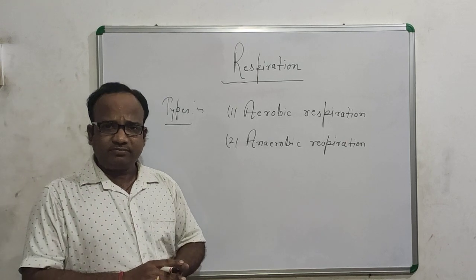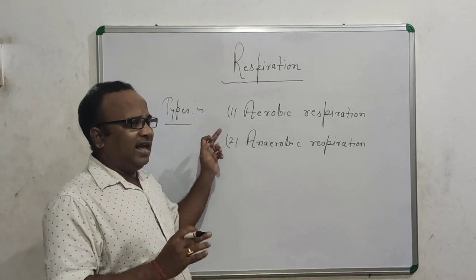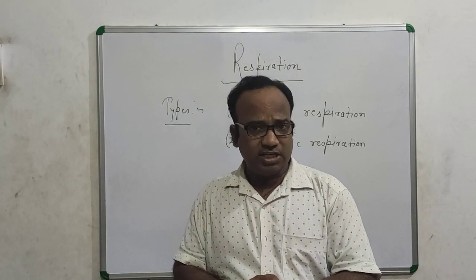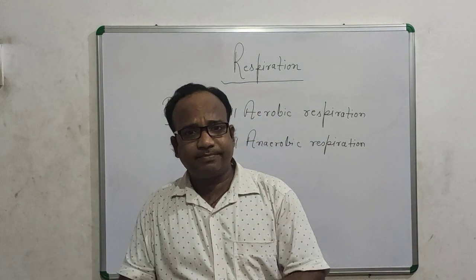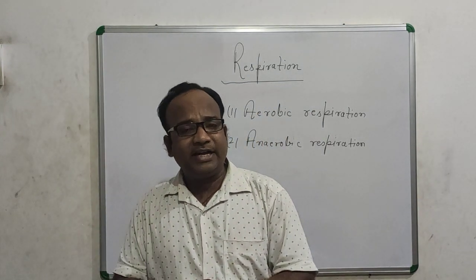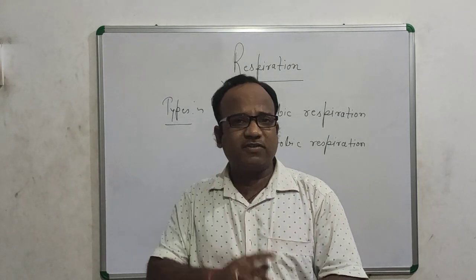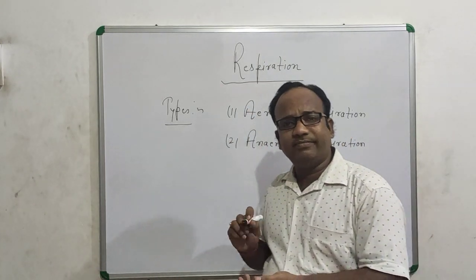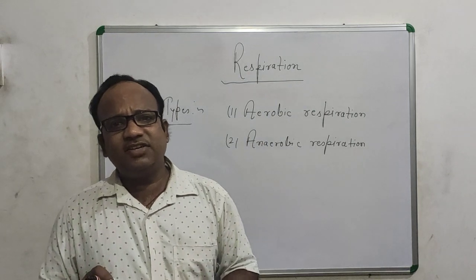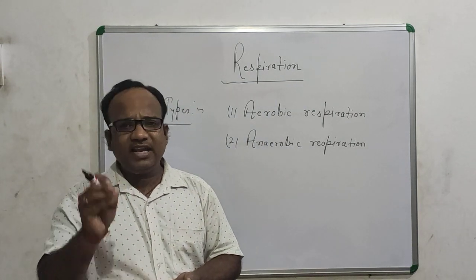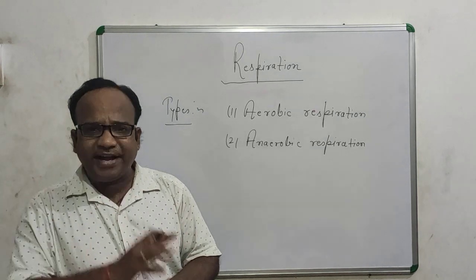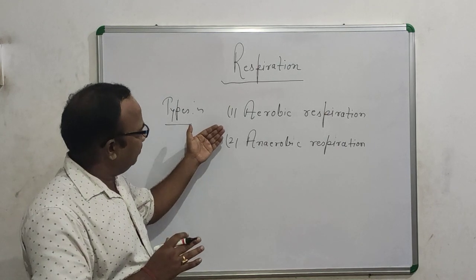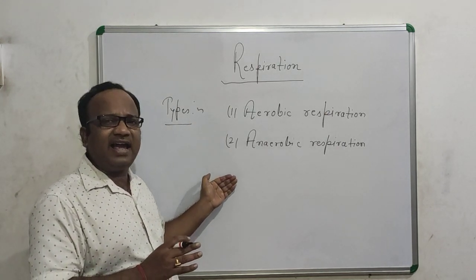Third, in aerobic respiration, as a result of breakdown with oxygen, a huge amount of energy is liberated. That means it is released. That is around 38 ATP molecules by breakdown of a single glucose molecule. But on the other side, in case of anaerobic, the amount of energy released is very low, that is 2 ATP molecules. So these are the three basic differences between aerobic respiration and anaerobic respiration.